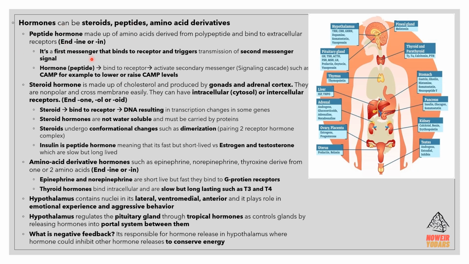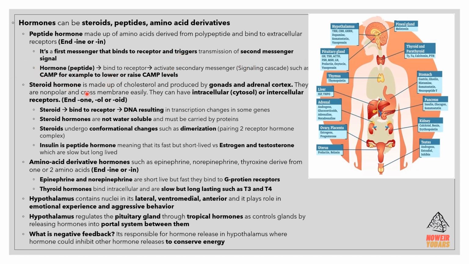So what is a peptide hormone? It's a first messenger that binds to a receptor and triggers the transmission of a second messenger signal. So basically it's like a starter. You know how you put your key in a car to start? This is basically it. So a hormone is a messenger that binds to a receptor and then triggers that transmission of a second signal. So we got an example here.